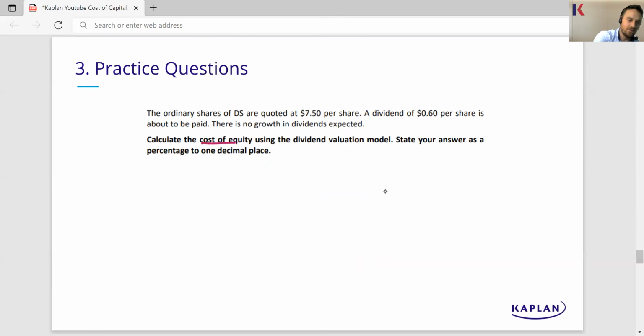And just be very careful if you're doing a qualification where you get questions like this and it says state it to 1 decimal place. If you do it to 2 or you do it to 0 decimal places, you won't get any marks.